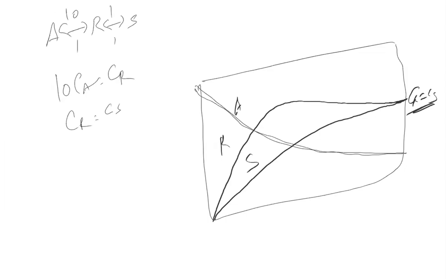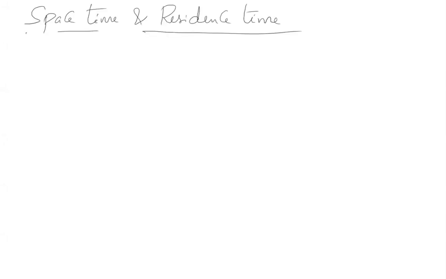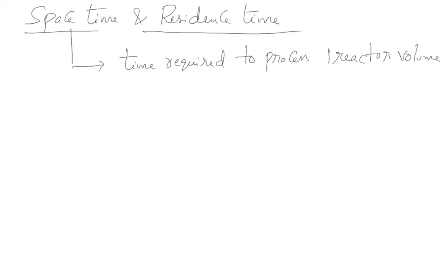So this is what the profile is. Somebody has asked a doubt. What is the difference between, let's say, space time and residence time? So what is the fundamental difference between space time and residence time? Space time is the time required to process one reactor volume of feed.